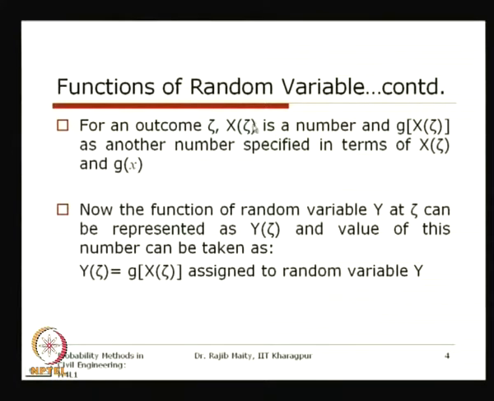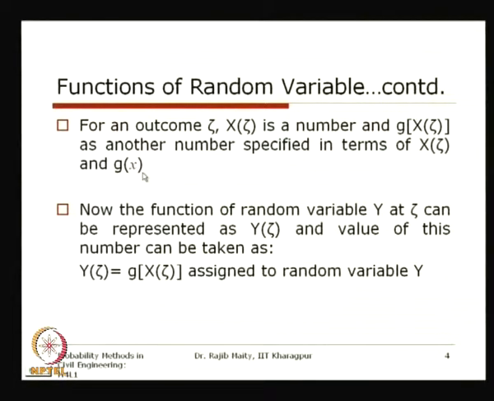Now, if this x(ξj) is a number, then this g(x(ξj)), that is, after I take that function, will be another number, which is specified in terms of that original random variable x(ξj) and its functional form, which is g(x).